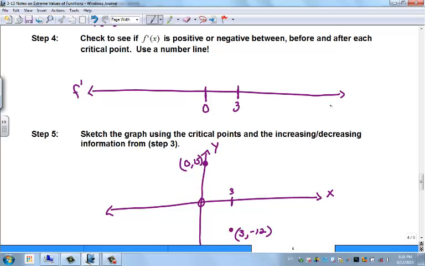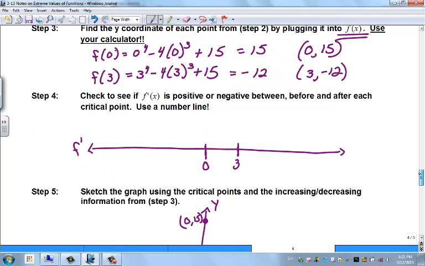Now we've done this before, right? To find increasing, decreasing, concave up and concave down. Same thing we're doing here. We're trying to figure out if this is increasing or decreasing. So pick a number to the left of 0, and we're going to plug that number into f prime.